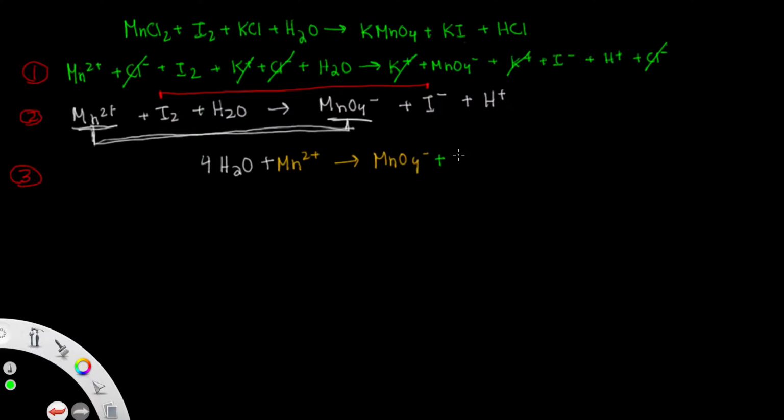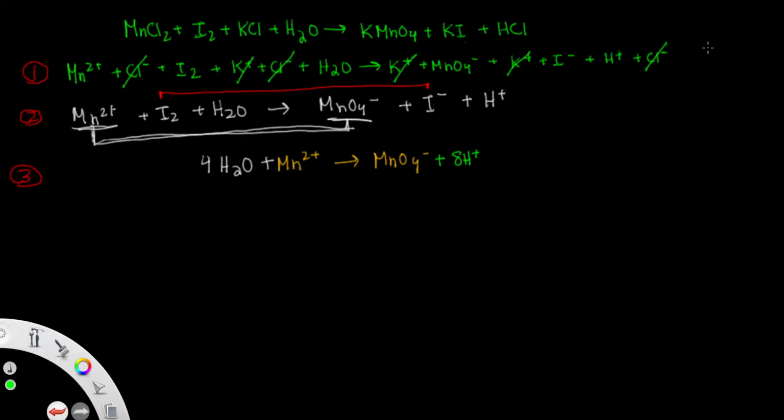Well, I can just simply add 8H+. Okay? And you're like, whoa, how can you just add random stuff that you need? Well, there are rules when it comes to redox reactions. There are certain things that you can add to help you balance these reactions out.